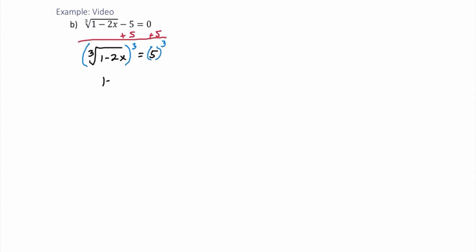We get 1 minus 2x equals 5 cubed, which is 125. From here, we can subtract 1. -2x equals 124. Divide by -2. And we get x is equal to -62.